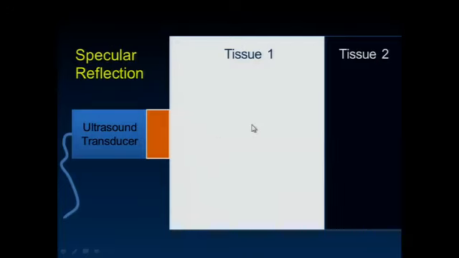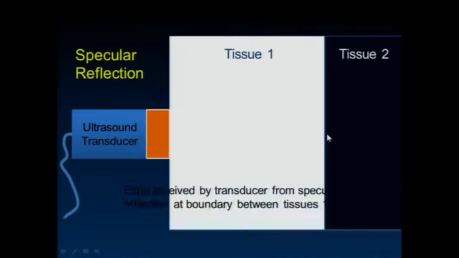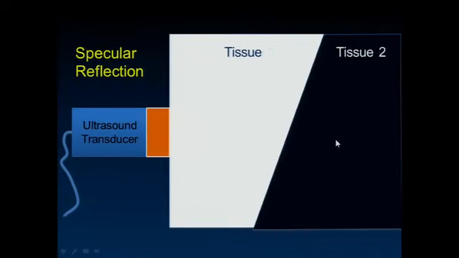So here's a nice specular reflector, and if we're at 90 degrees to that, then some of the sound passes on and is transmitted. We'll talk about that. But some of the sound gets reflected back towards the transducer. The bad thing with specular reflectors is if you're not at exactly 90 degrees with respect to the interface, that sound wave comes forward, some transmitted and some reflected, but the angle of reflection is away from the transducer.